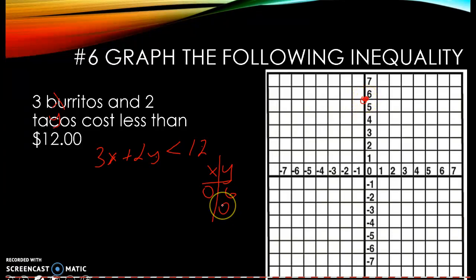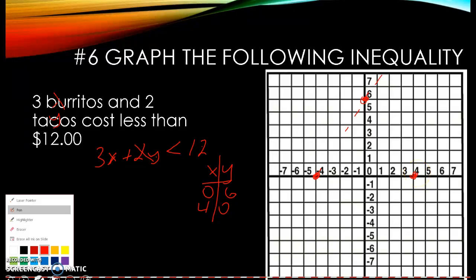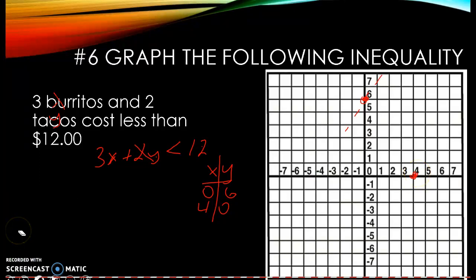If I let y be 0, that means this is 0. 3 times 4 is 12. That means I could buy 4 burritos or less. And so it's going to look like this. If it costs less than $12, nothing on this line is going to work. Actually, 4 is over here, not negative 4. So this point is not there.